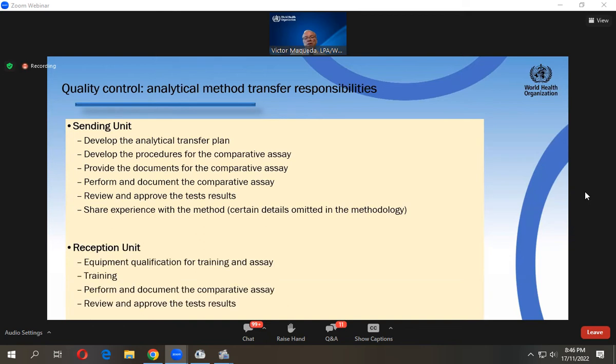And the receiving unit, of course, needs the equipment qualification, and training and assay. They should have all the equipment qualified, and the training of their personnel, of course, assisted by the sending unit. Perform and document the comparative assay, and review and approve the test results, as we mentioned.